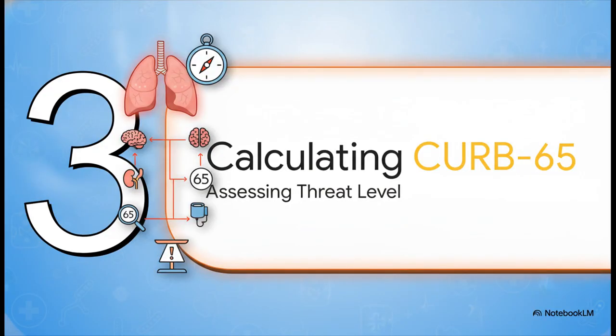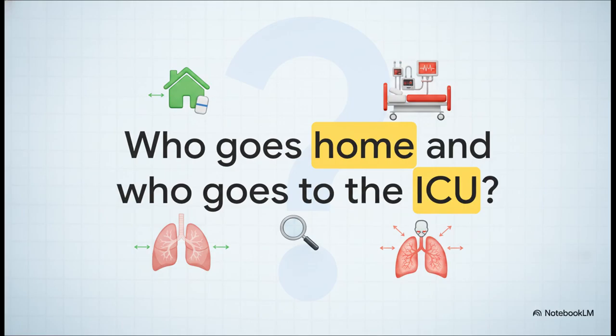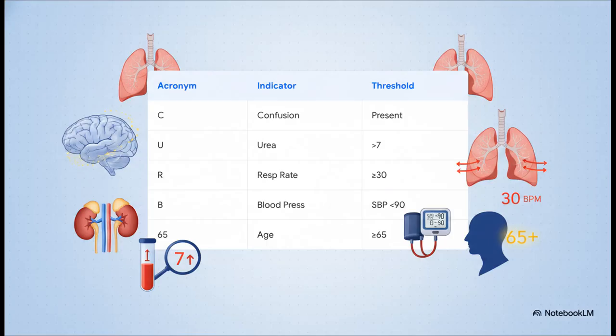Section 3. Calculating CURB-65. Assessing the threat level. Okay, I want you to think about this for a second. You've got a very sick patient right in front of you. How do you actually decide who is safe to go home with a prescription, who needs to be admitted to the ward, and who absolutely needs to be rushed straight to the intensive care unit? Enter the CURB-65 score. This is an incredibly elegant and high-yield triage tool. Let's see how this builds, anchoring each letter to a vital threshold.